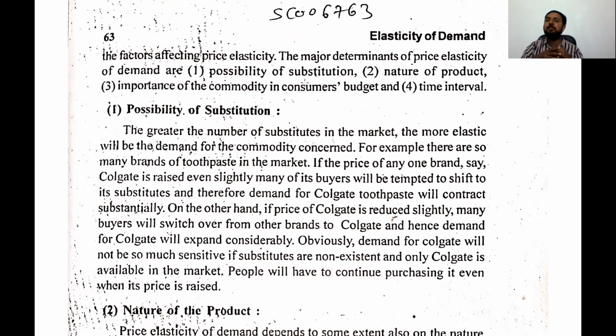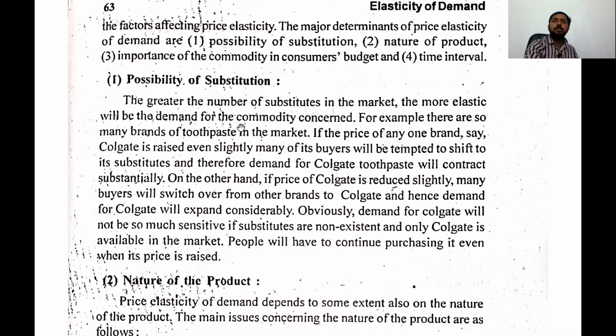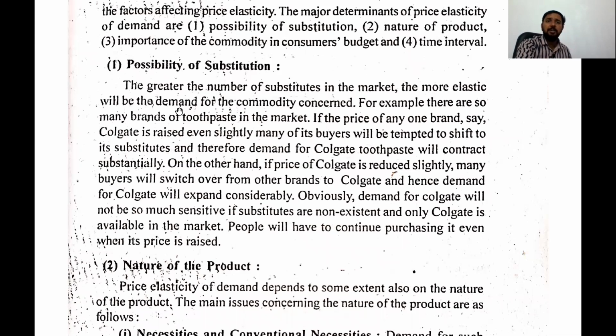So when there is a possibility of substitution, we can easily see the price elasticity of demand. But when there is no other alternative, then there will be less effect in the elasticity of demand. So guys, we will see the possibility of substitution. What is possibility of substitution? The greater the number of substitutes in the market, the more elastic will be the demand for the commodity concerned, as I have already said.